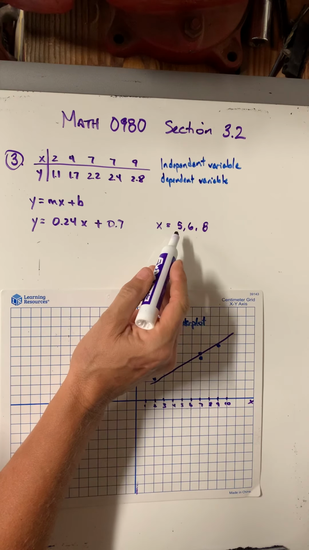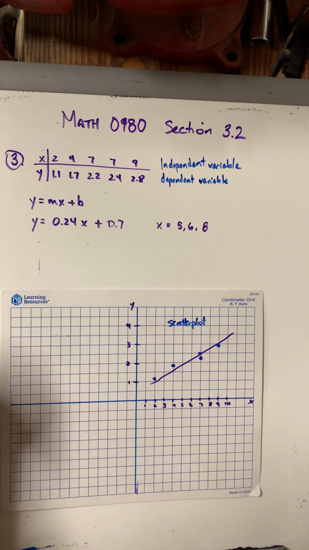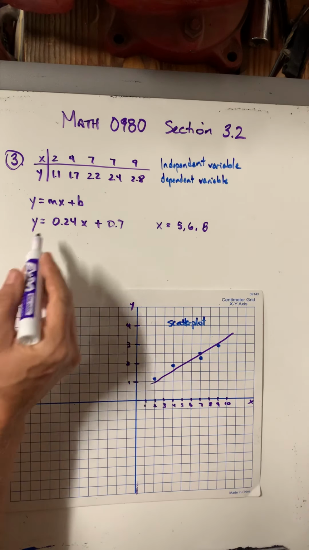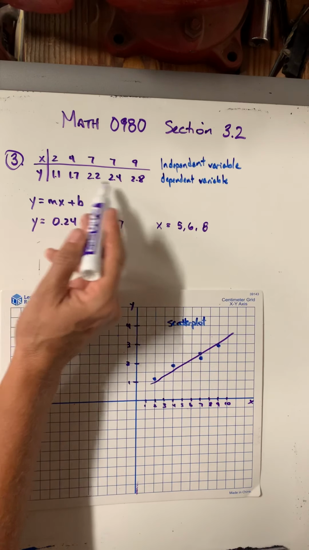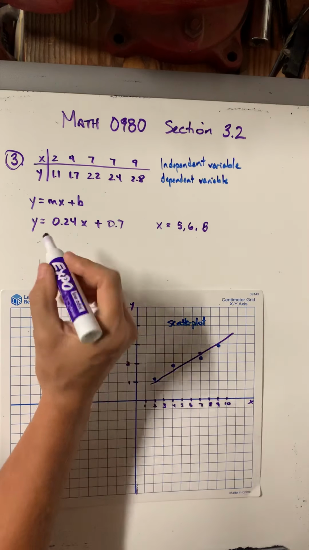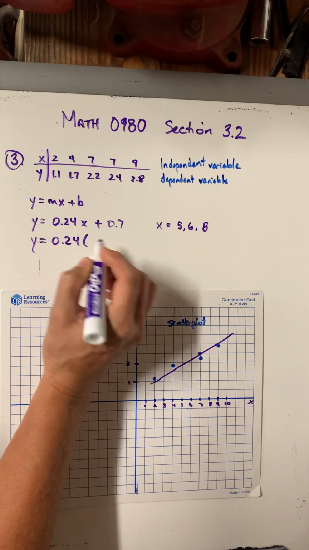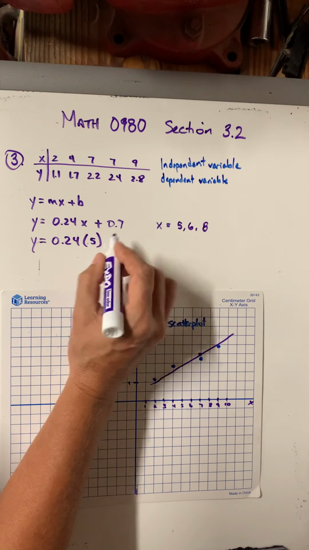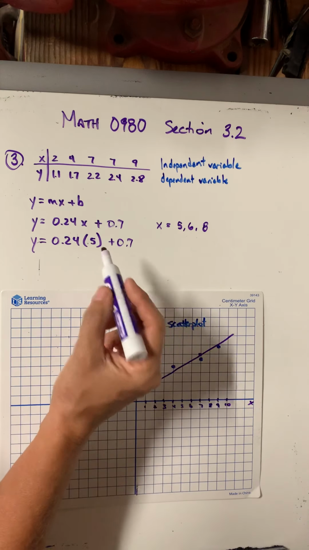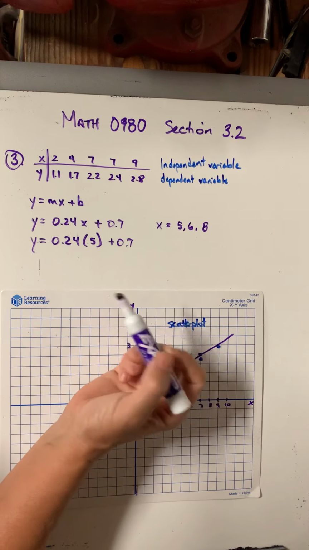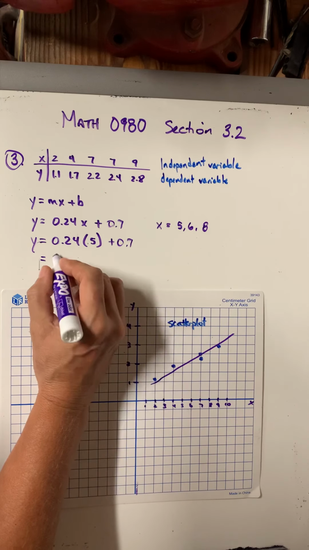And now they want us to find 3 points. Notice that the 5, the 6, and the 8 weren't in my original data. So I can use this line to make predictions about what 5, 6, and 8 would give me for y. And how do I do that? Well, I replace the x with each of those numbers. So I'm first going to do the 5. I would put that in my calculator, and my answer for the 5 would be 1.9.